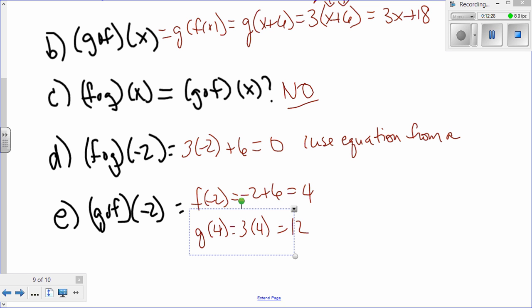So for D, you can either use the equation you found from A, or substitute negative 2 into g and then substitute that answer in for f. Or for E, I did the second method where I took negative 2 and substituted it in for f, got 4, took my answer, substituted in g, got my answer, which was 12. I could have used equation B had I wanted to.